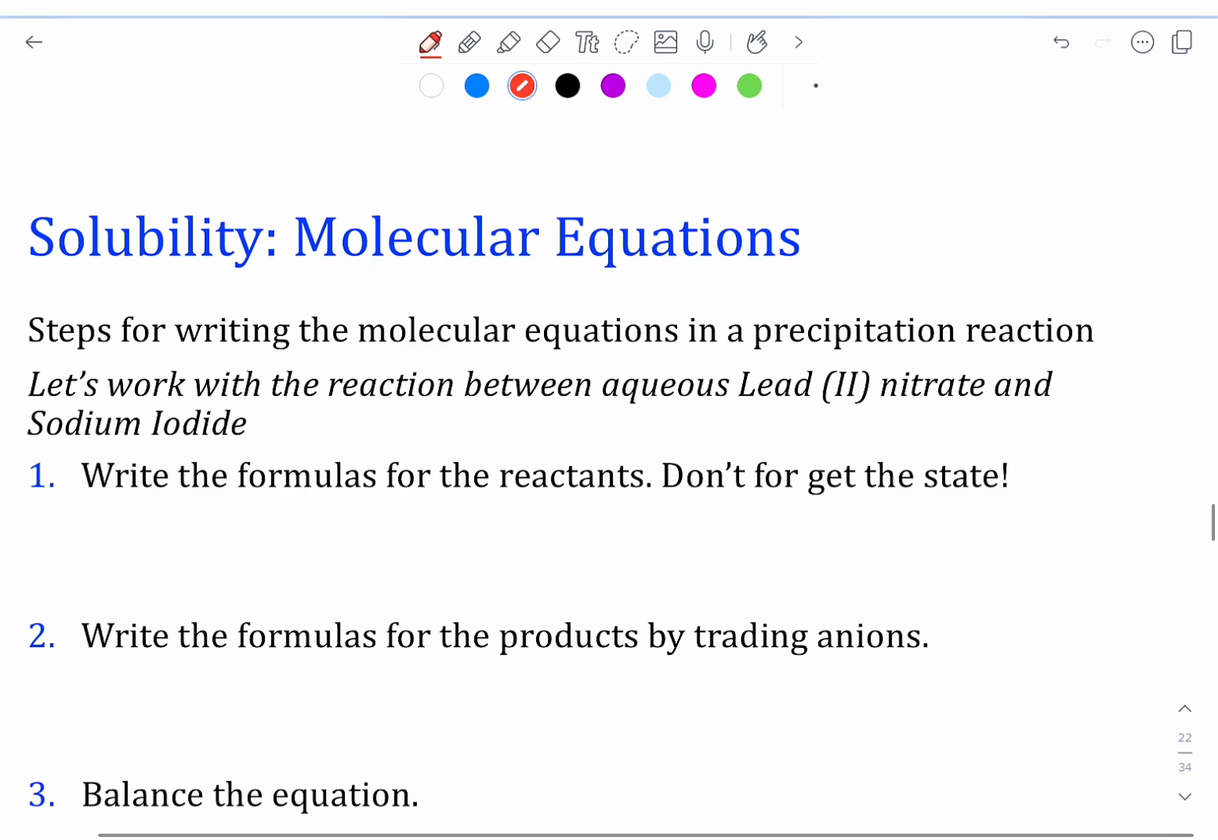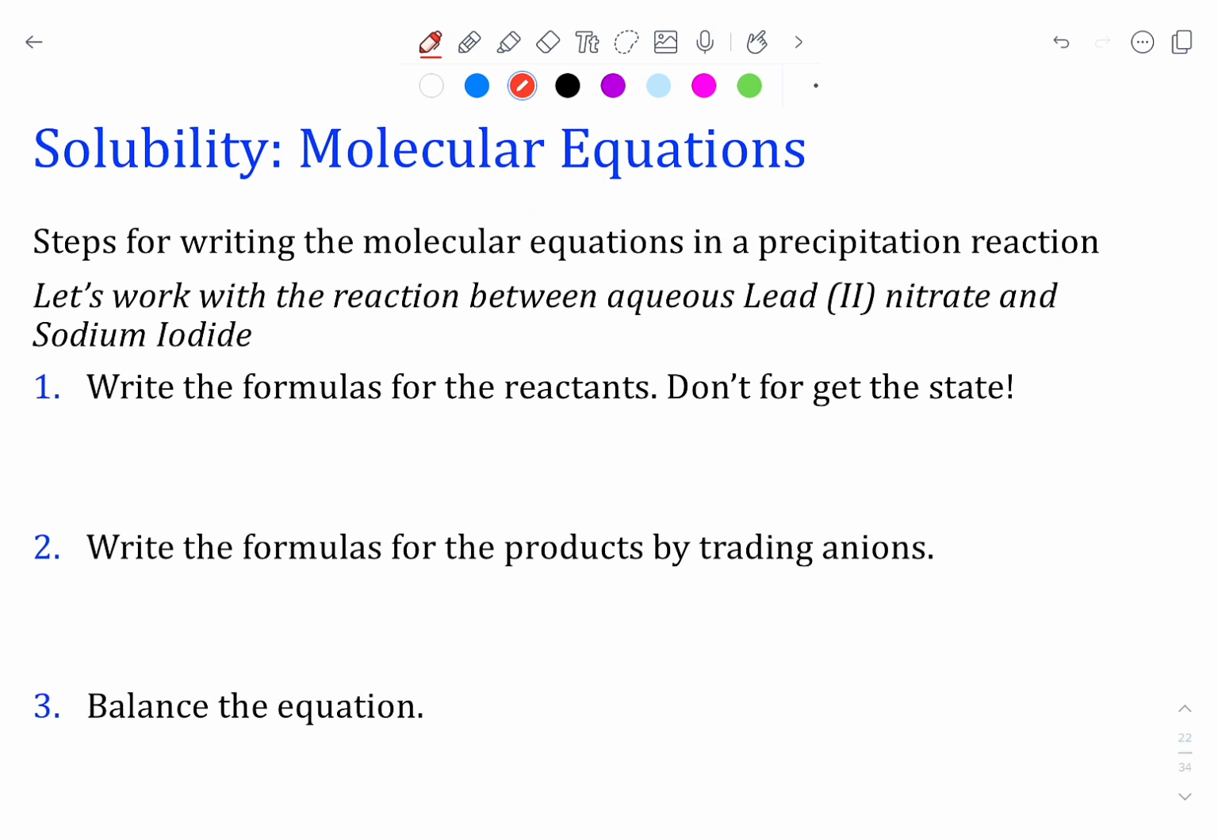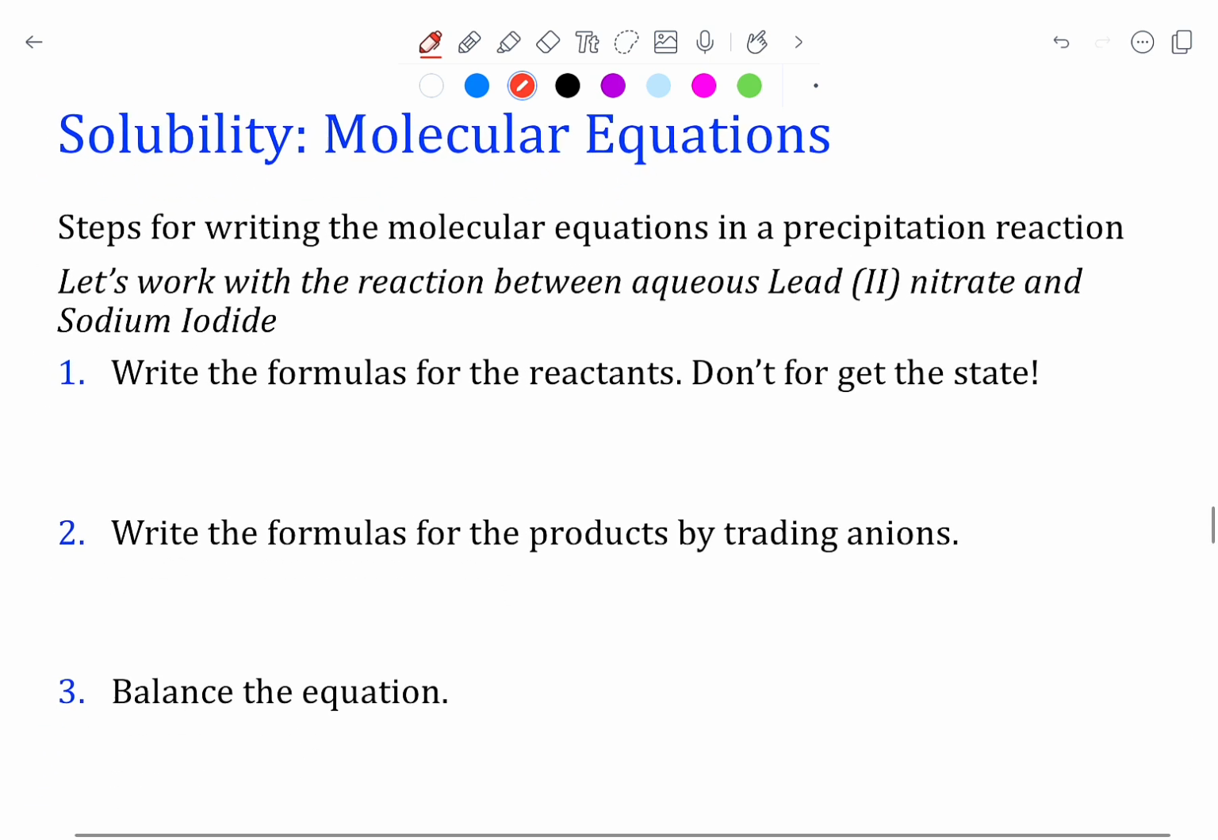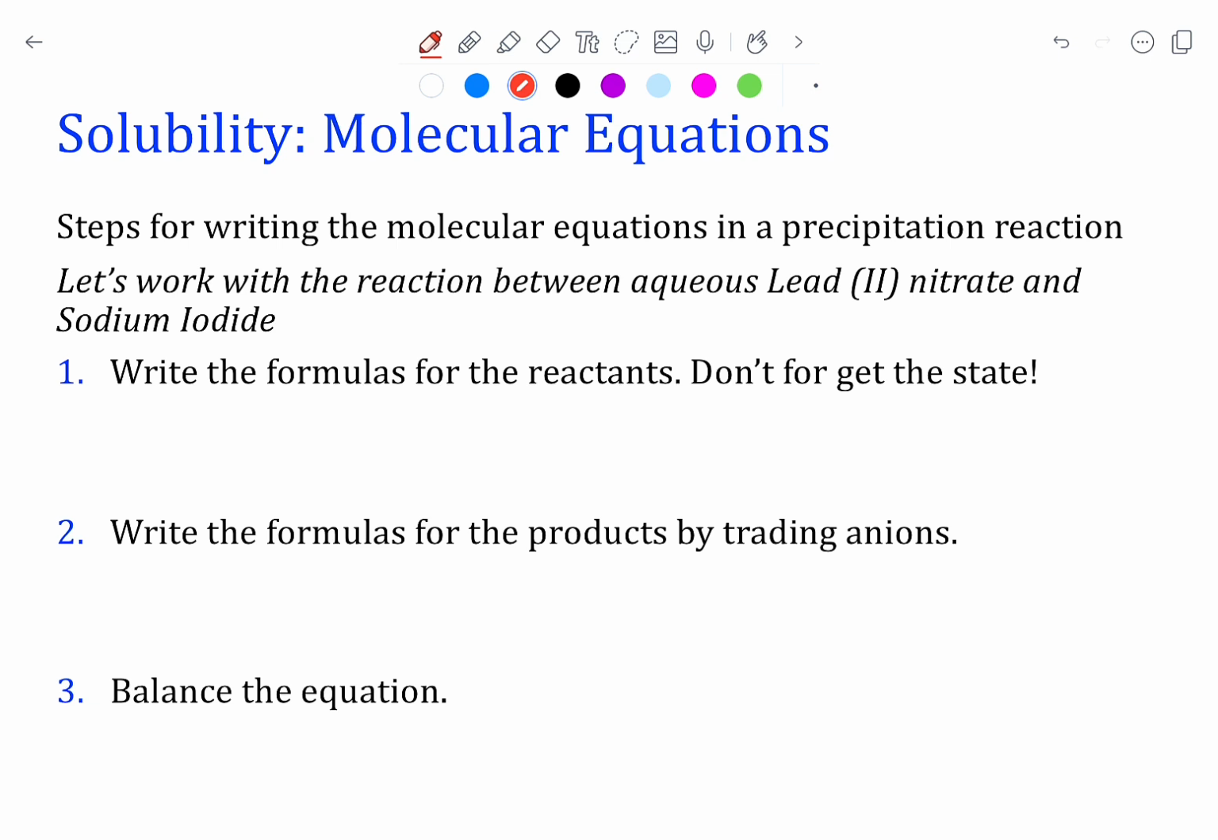So, we have some steps for writing our molecular equations. And I have a specific example here. It's the reaction between aqueous lead 2 nitrate and sodium iodide. So what we want to do first is write the formulas for the reactants. And we don't want to forget their states. So we know that these are going to be aqueous. So we're going to have an aq because they are dissolved in water.